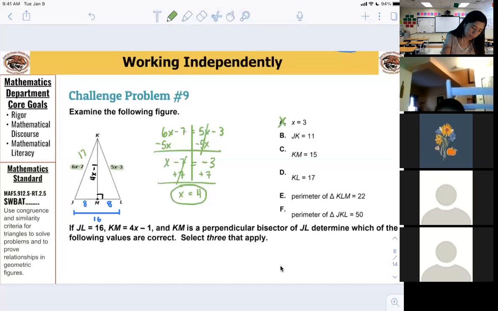So this is 17. What else is going to be 17? KL, because they can do it. And then what about KM in the middle? If that's 4x minus 1, plug it in. What do you get? 7. I mean, sorry, 15. 15, yeah.